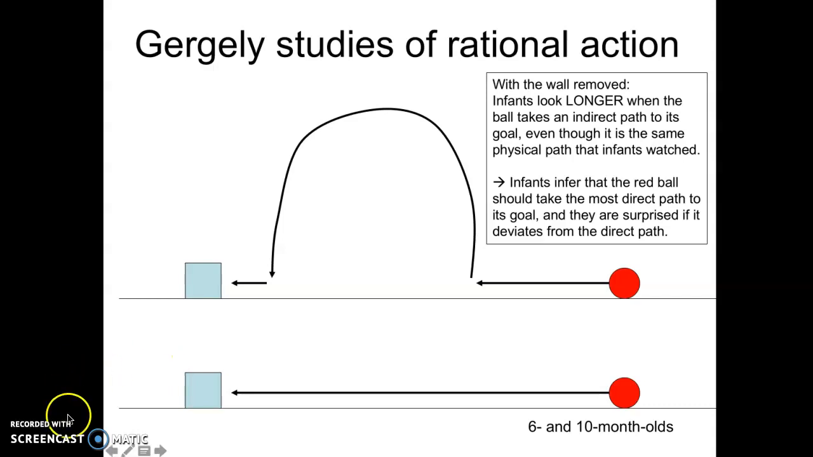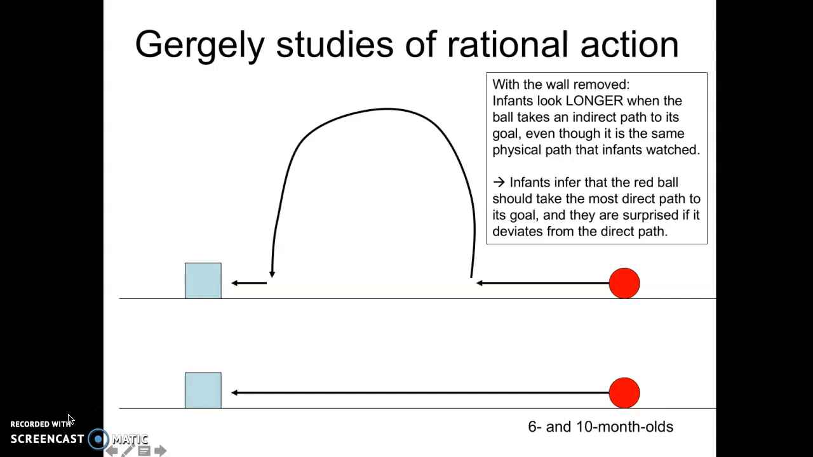So what we take from this, at the very least, is that infants are making computations about how self-propelled objects move and why they move. So at the very least, infants are not just memorizing the physical trajectory of the red ball and being surprised if it goes on a new physical trajectory. They're doing something more complex than that.